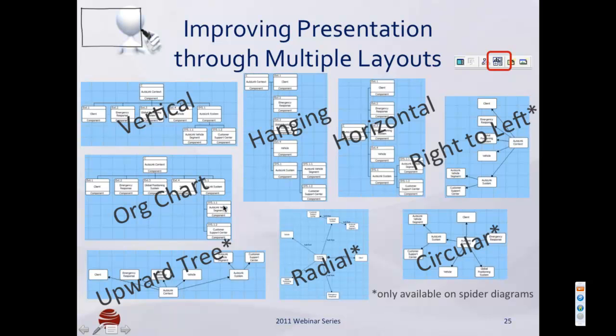There's an org chart style, which is a little more compact. Hanging, horizontal, right to left. You see the different options, including the upward tree, if that's what you prefer. So again, you can move all of these things around, at least on the radial, circular, and upward tree, but you're starting from a whole different perspective than we've offered in the past. And you have total control over that with the views inside of Core.